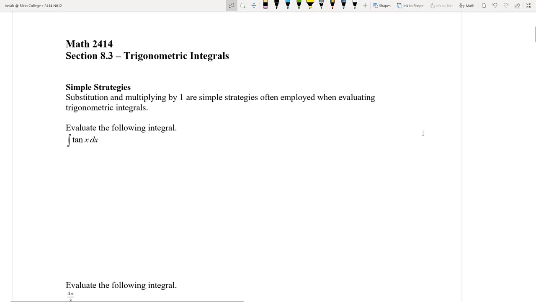Our next section deals with trigonometric integrals. So these are going to be integrals whose integrands consist entirely of trig functions. And so we'll start out with some, as it says here, simple strategies, and we'll work towards more complex, both functions and powers of functions. So to start out with, substitution and multiplying by 1 are some simple strategies.